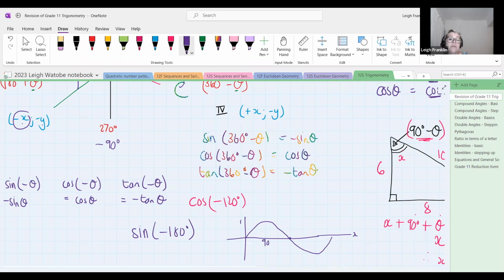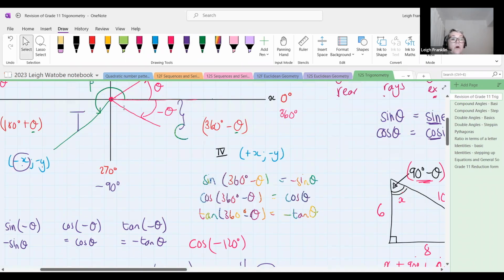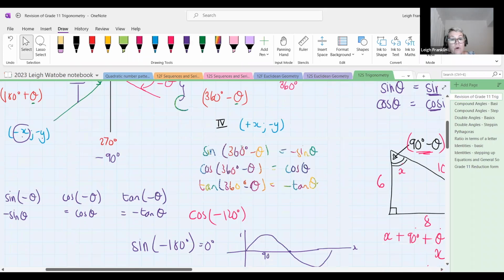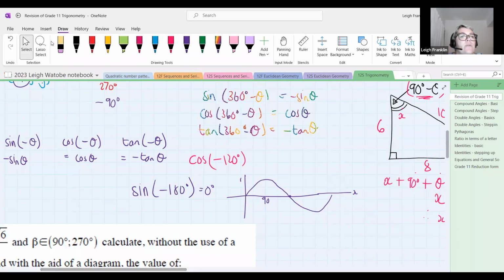It doesn't matter which way you get to your answer. Sine minus 180 literally means that the terminal arm was anchored here at the origin. It swung 180 degrees in a clockwise direction, and now it has come to rest over here. So what is the value of y anywhere along the x-axis? It would be 0. Sorry, I didn't mean to write the degrees. It would be equal to 0.